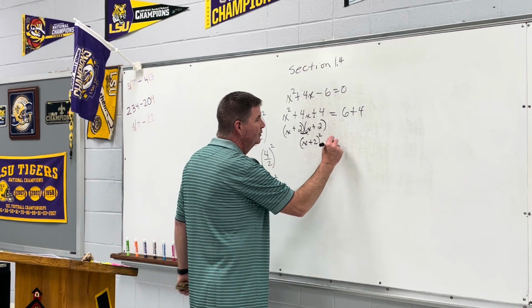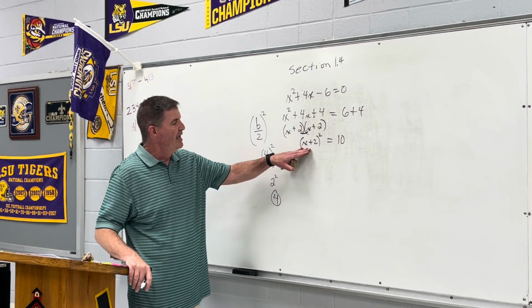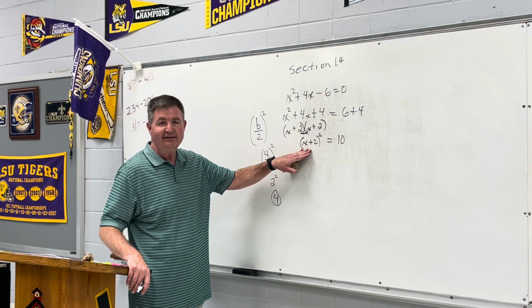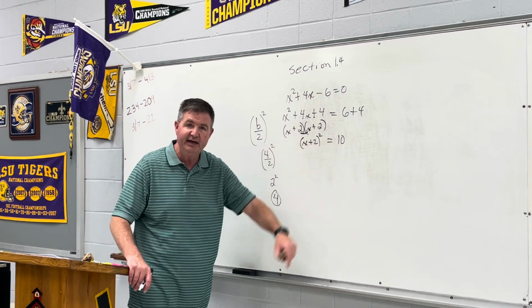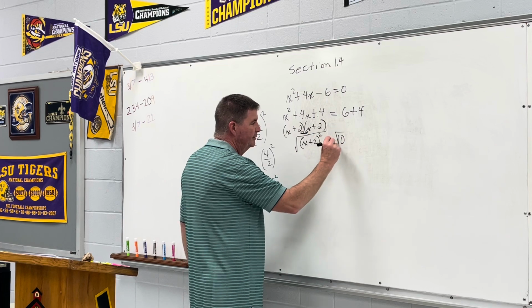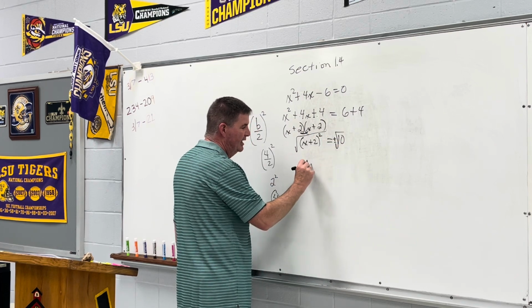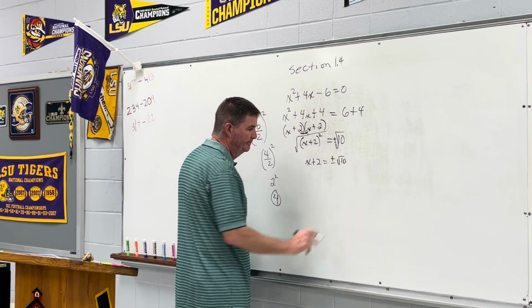And then that's equal to 6 plus 4, which is 10. Now look at what we have here. This looks exactly like a problem we can do the square root method with. This is isolated by itself, equal to everything else. So we'll take the square root, both plus and minus. X plus 2 equals plus and minus square root of 10.